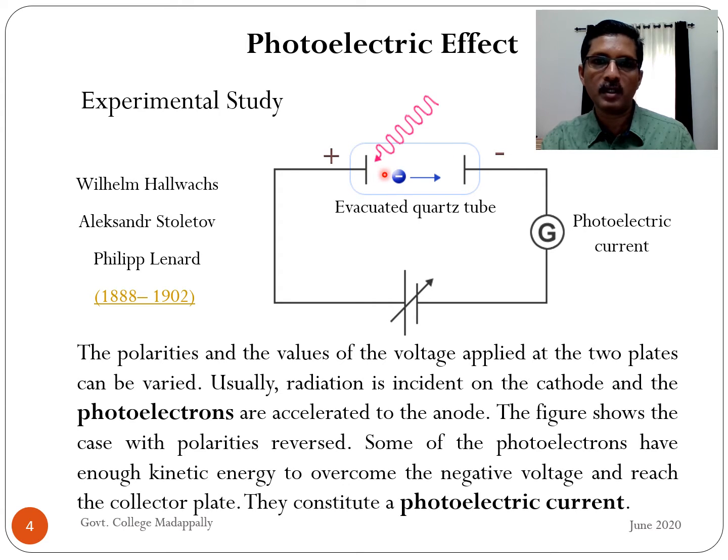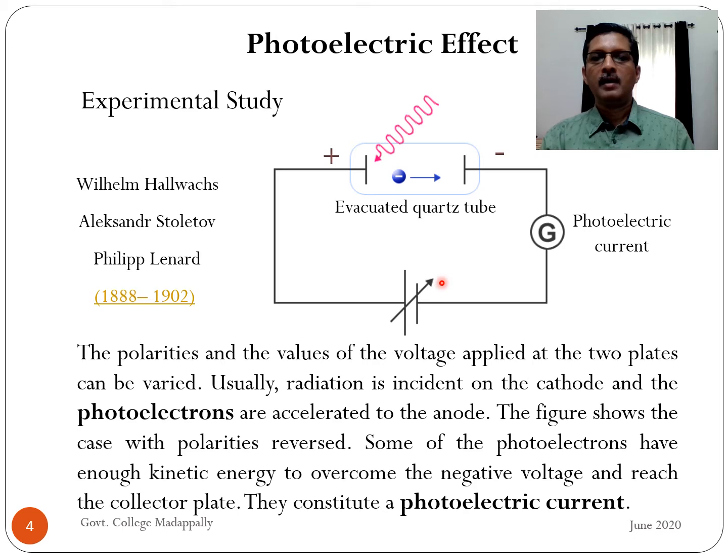So when photoelectrons are traveling towards the collector plate, only those electrons which have enough kinetic energy to overcome the repulsion from the negative voltage can reach the collector plate. So this is the experimental setup. Keep in mind that the voltage between these 2 metal plates, emitter and collector, can be varied. You can apply negative voltage here, positive voltage here. You can reverse the voltage also.